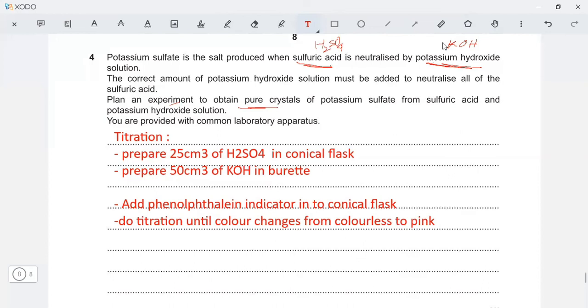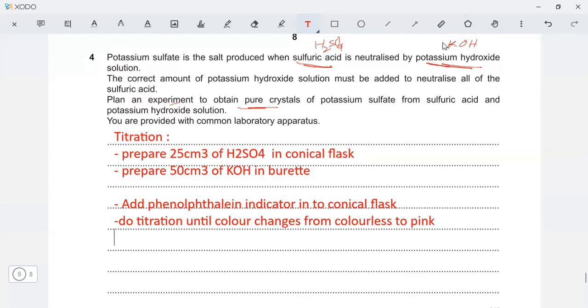So in the conical flask, we have taken sulfuric acid. So the initial color of this solution is going to be colorless. And when you titrate, when you add the base into the acid, you will get the endpoint. So before that, make sure that you have added this indicator so that when it neutralizes, you will get the change of color, I mean colorless to pink.